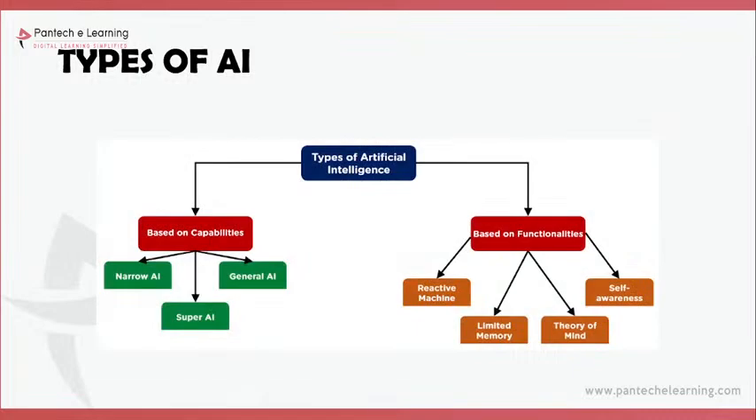So, the types of AI. Basically, AI is divided into two, based on capabilities and based on functionalities. First I will explain what narrow AI is. Narrow AI is a weak AI, which is commonly used. It will only perform a limited range of tasks.